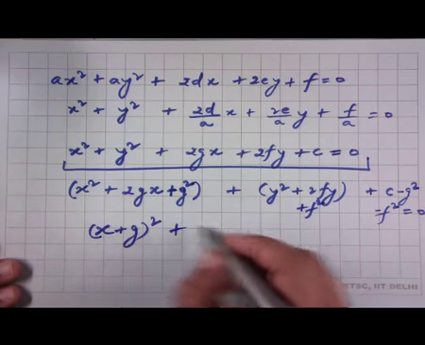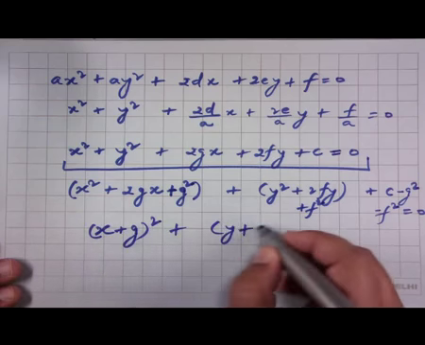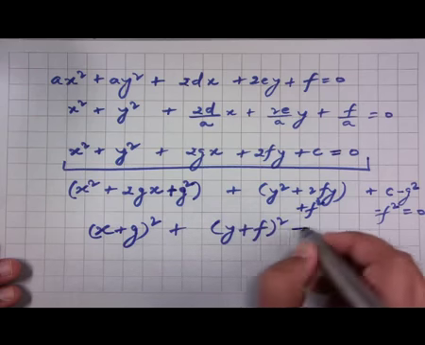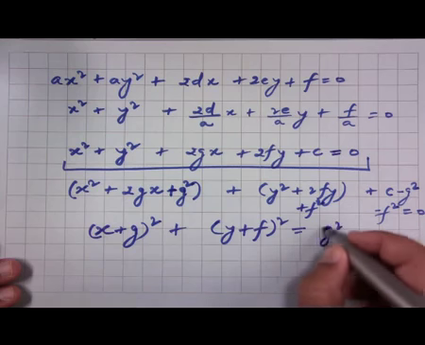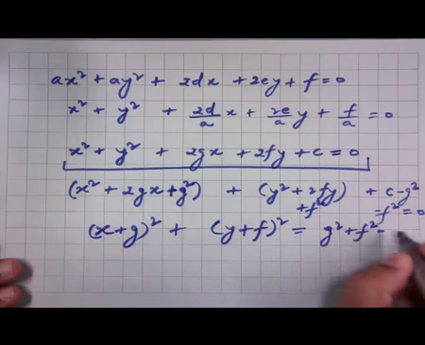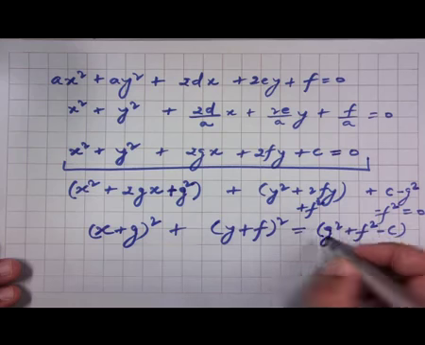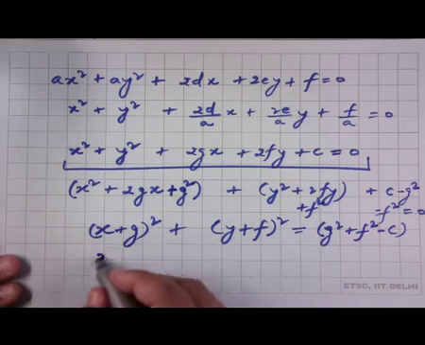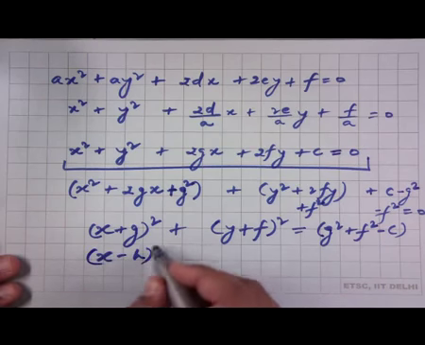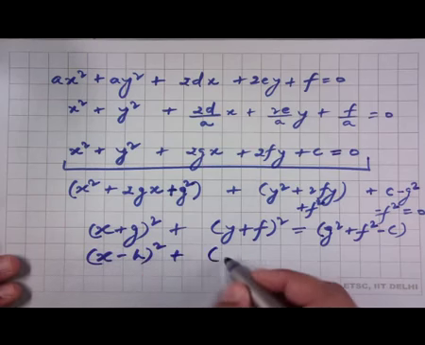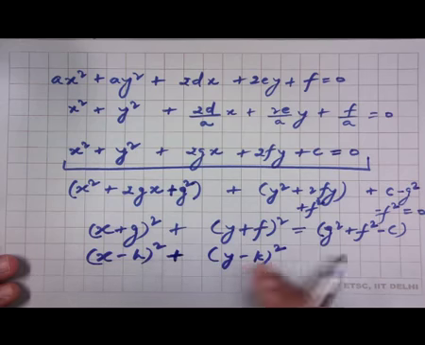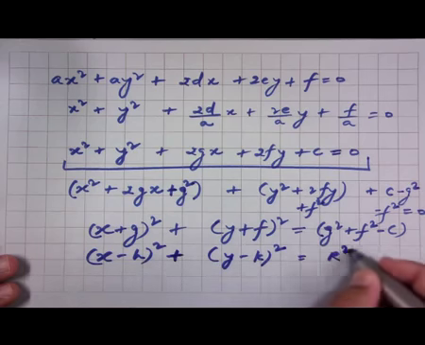So, what we get is x plus g whole square plus y plus f whole square is g square plus f square minus c. And this reminds us of the center radius form, which is x minus h whole square plus y minus k whole square equals r square.